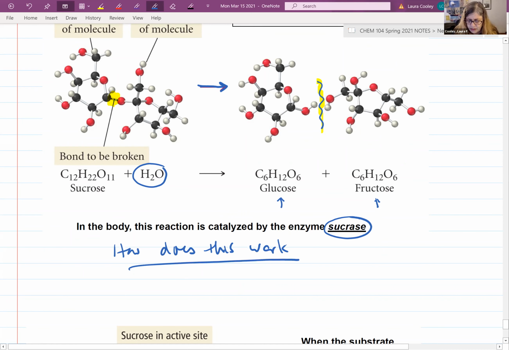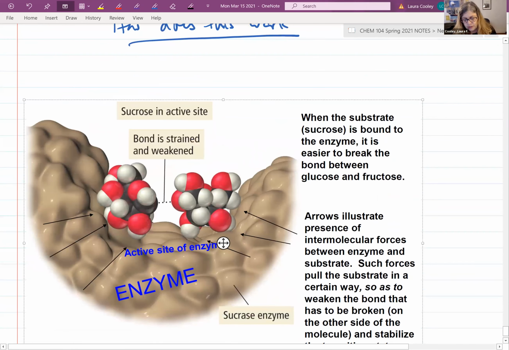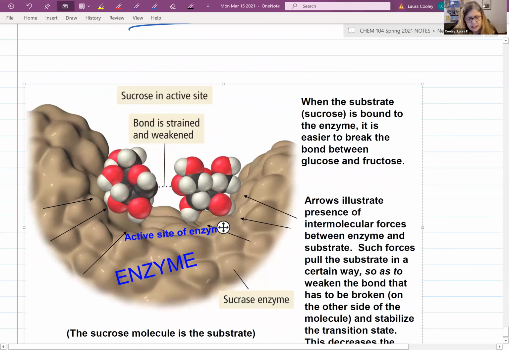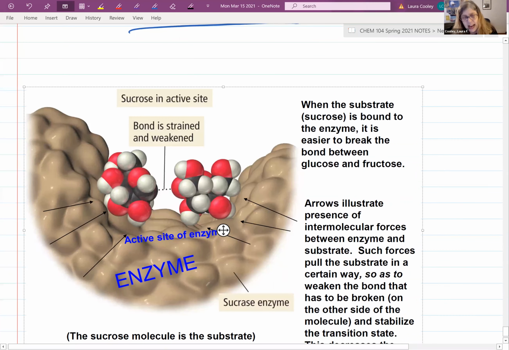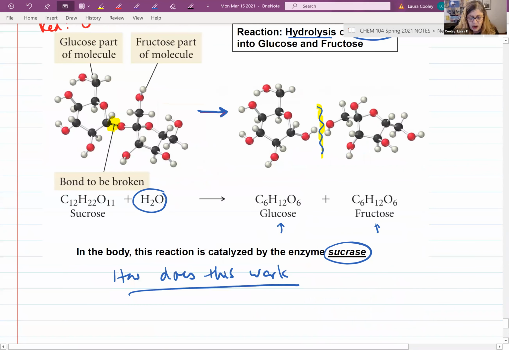And I have to tell you, I took this picture from a book, and I love this picture because it's not giving you a whole lot of details, but it gives you the overall picture of how enzymes work to make reactions like this go faster. So if you just try to break this bond, that's a lot of kilojoules per mole to just go in there and break that bond.